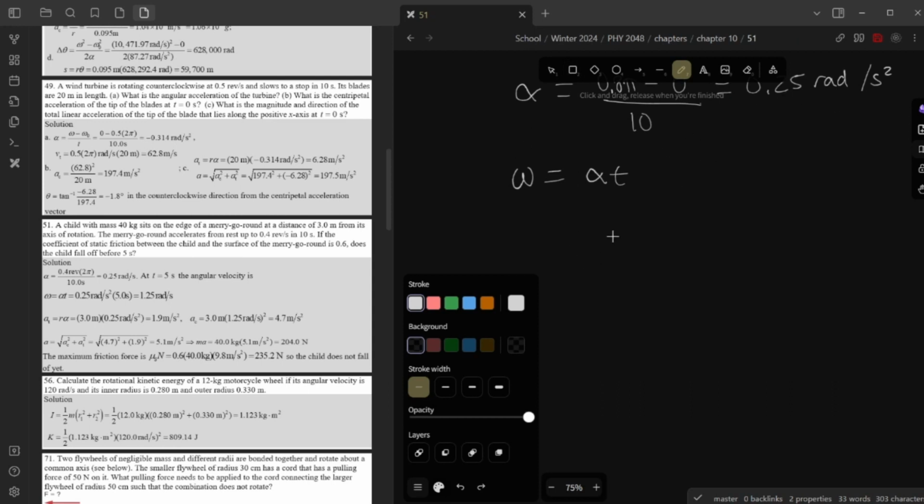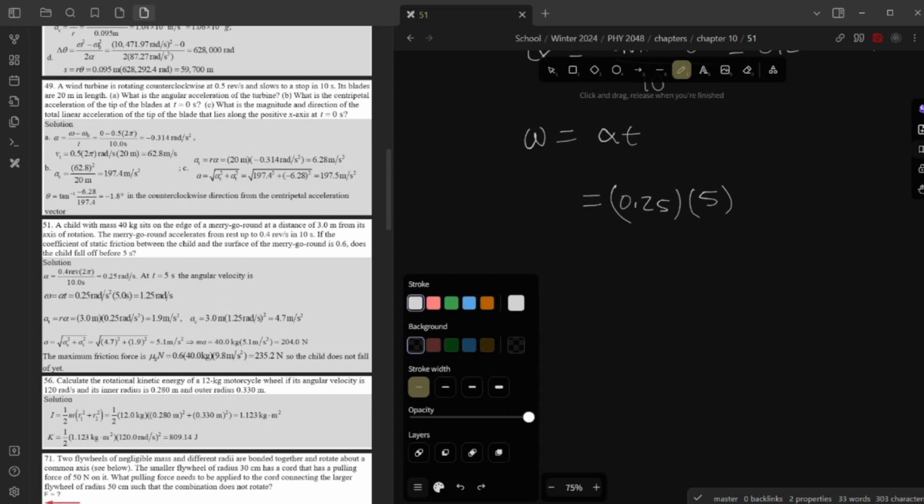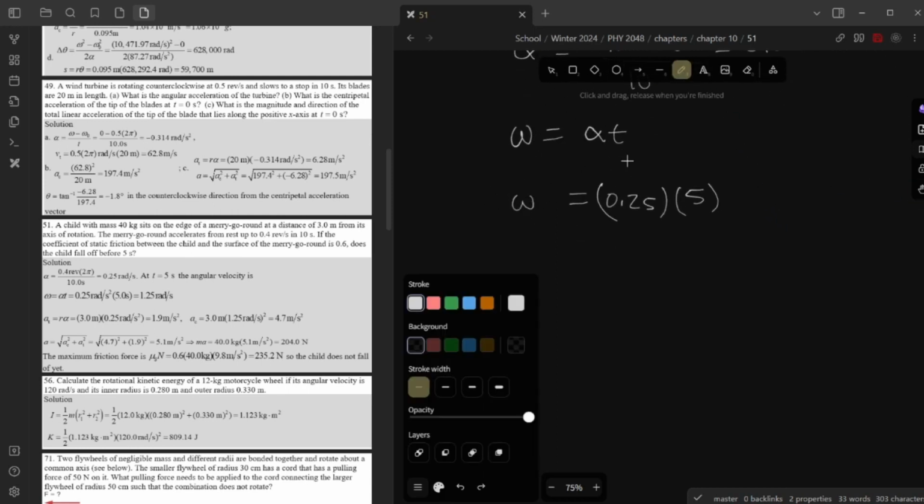We have our alpha, 0.25 radians per second squared, and our t here is 5, because that's the time we're asking about, that's the interval. We're asking, are they going to fall off before t equals 5? If we find the maximum force that is going to be applied to the child, then we'll be able to answer that question. So 1/4 of 5 is 1.25. So the omega will be 1.25 radians per second.